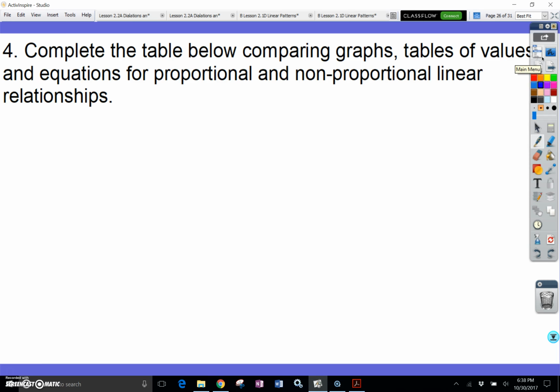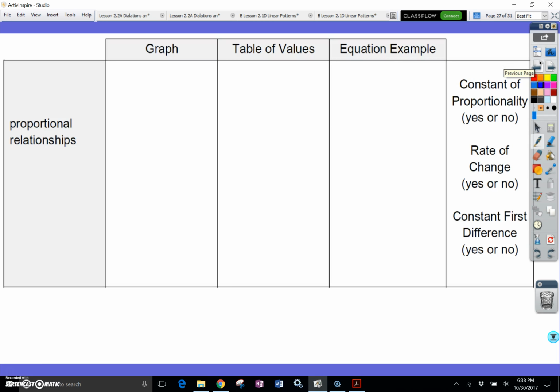Complete the table below and compare. I think we did this. Yes, we already did this one already.